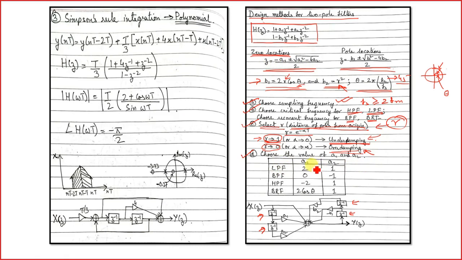Now it is quite easy. For low pass filter, A1 and A2 are 2 and 1. For band pass filter, 0 and minus 1. For high pass filter, minus 2 and 1. And for band reject filter, it is 2 cos theta and 1.